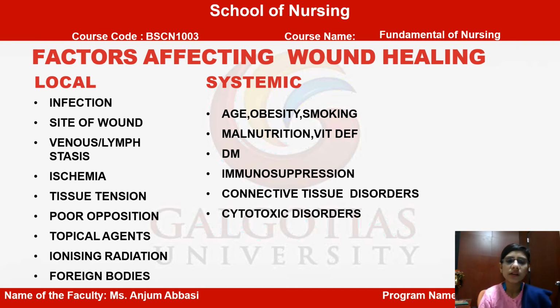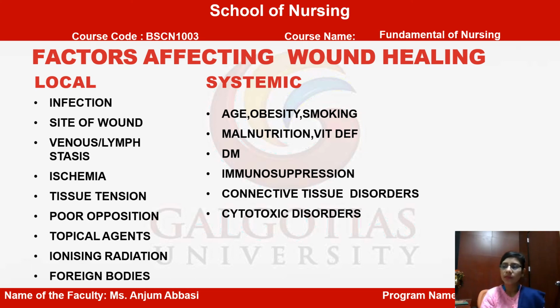Students, here you will learn the factors affecting the wound healing process. We have divided them into two: local and systemic. Local factors are the presence of infection in the wound, the site of the wound, venous or lymph stasis, ischemic condition, tissue tension, poor apposition, topical agents, ionizing radiation and foreign bodies. Next are the systemic factors: age, obesity, smoking, malnutrition, vitamin deficiency, diabetes mellitus, immunosuppression, connective tissue disorder, and it may also be a cytotoxic disorder.